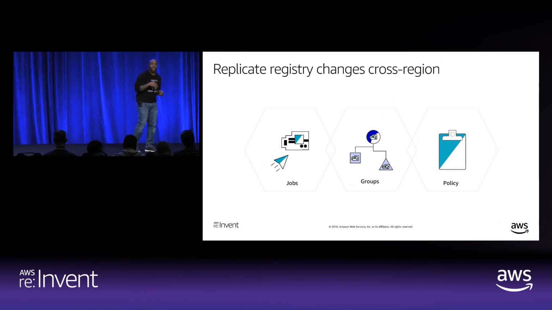within your registry or impacts your registry. Whether that means that jobs are going to do things like update the things or thing types or the policies or the groups associated with a device, anything that happens with the registry you have to replicate.